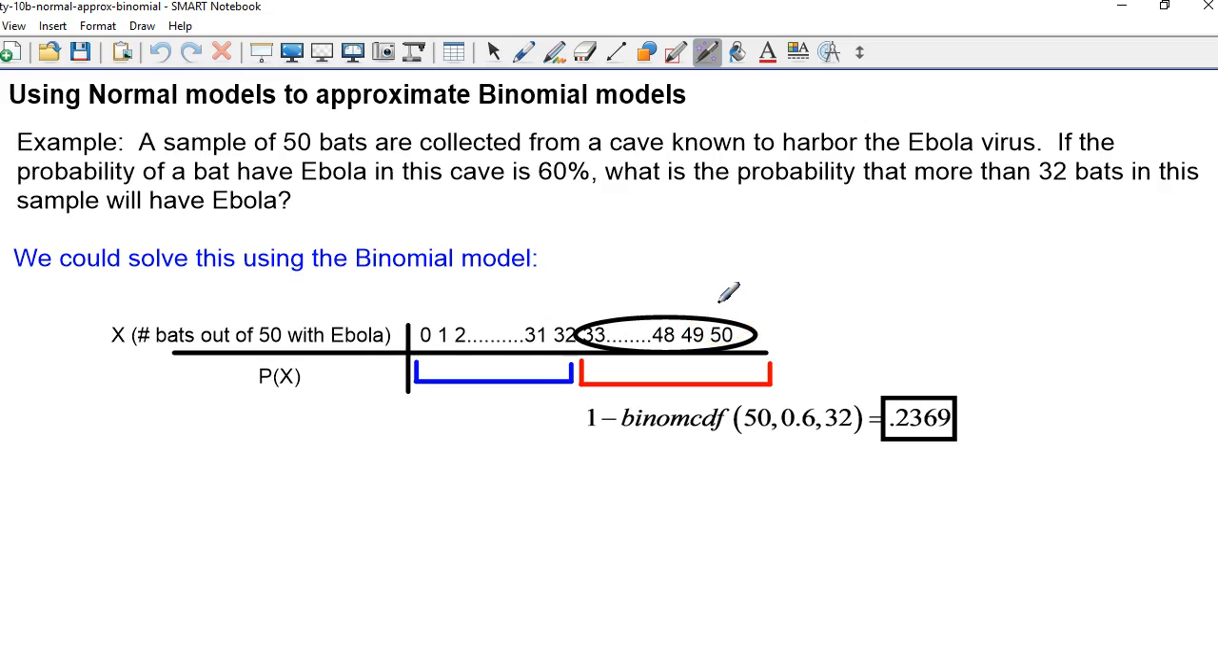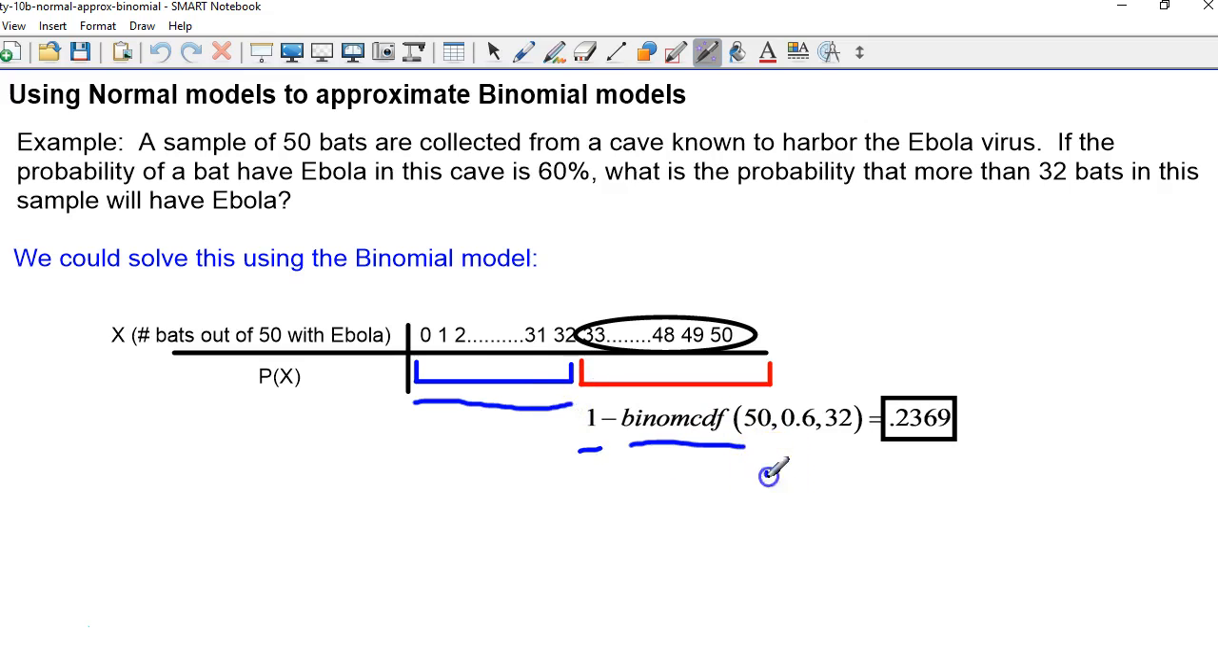And if we want to find the probability that more than 32 bats have that, it would be on this side, so it would be all the outcomes from 33 to 50. And we know that we could find an individual probability with a binomial PDF. We can use binomial CDF to find a cumulative value up to and including that. But for right side problems like this, we'd want to take 1 minus the binomial CDF representing the opposite side.